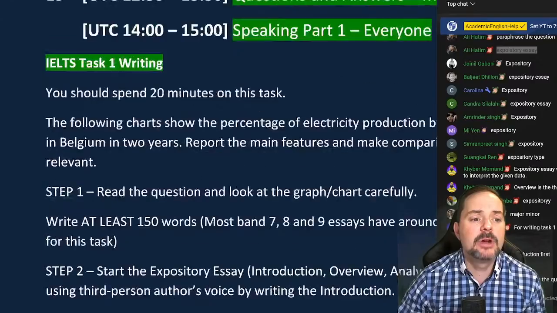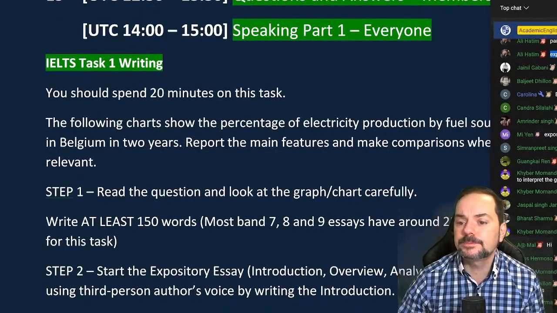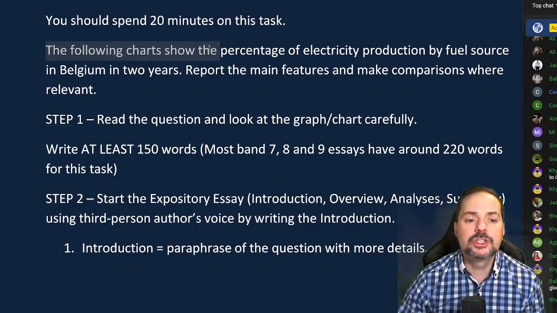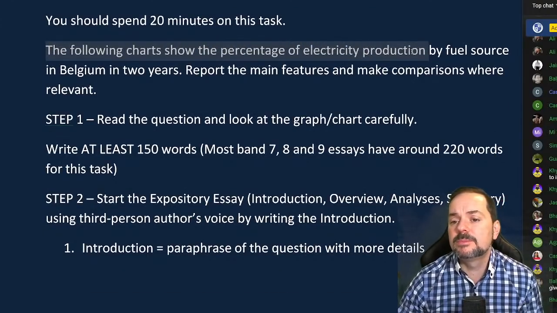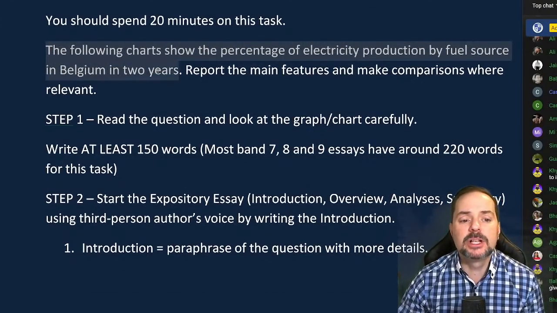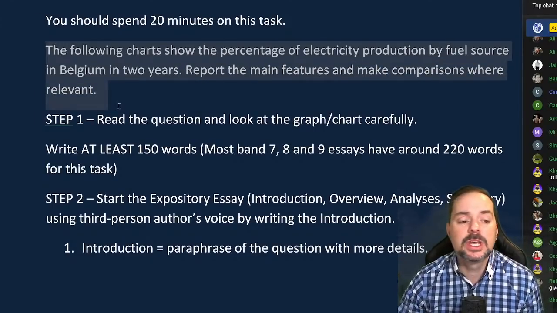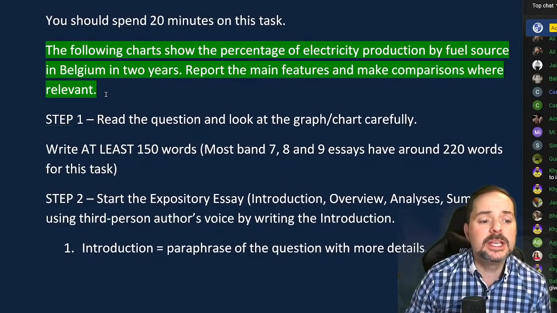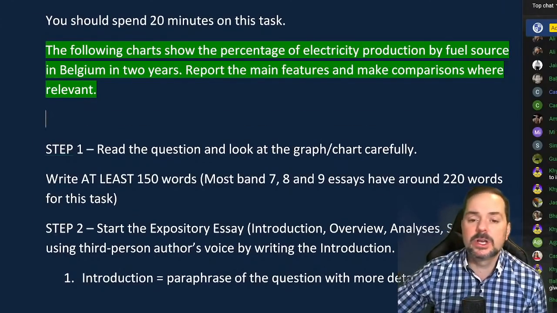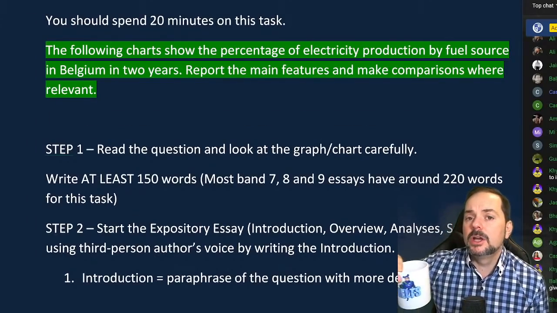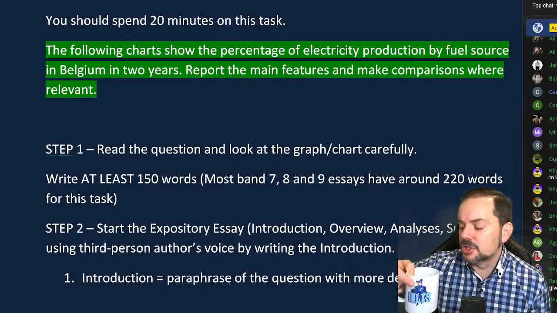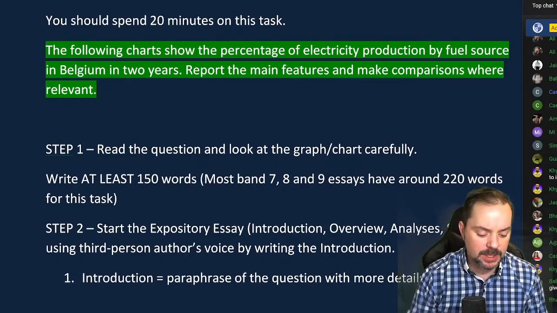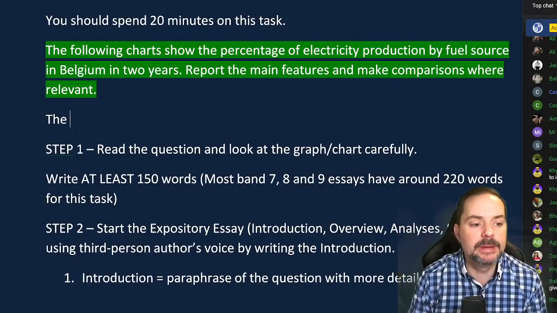So here we have our original question. All right, the following charts show the percentage of electricity production by fuel source in Belgium in 2 years. Report the main features and make comparisons where relevant. So really give me a nice paraphrase here, members, of this question using some information from the graph, and I'll show you that in a minute. Okay, I'll start my own paraphrase and then we'll compare.